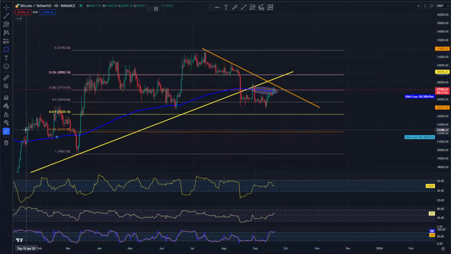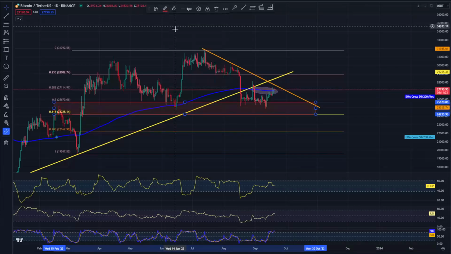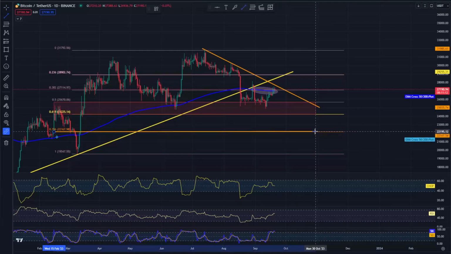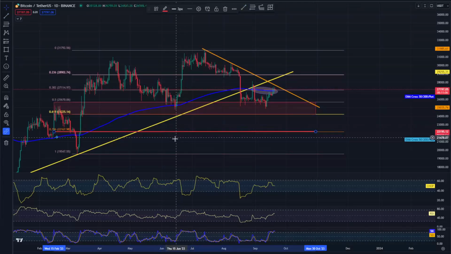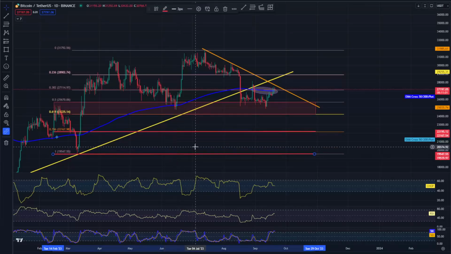And here, first of all, it is worth marking the support zone that kept the price from falling further, from $25,670 to $24,235. But when we fall below this zone, we can see a drop to around $22,195. And then we have strong support at $19,519.